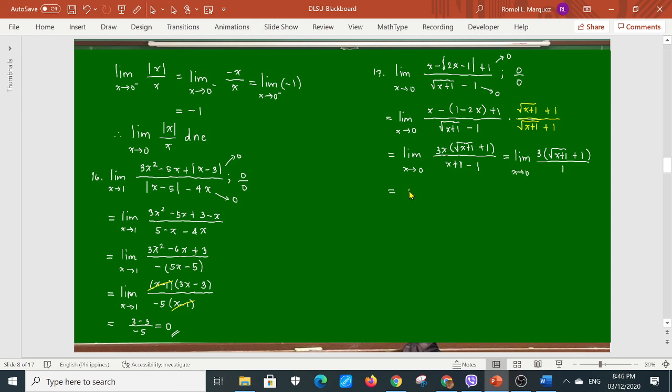We can now evaluate the limit. 3 times the limit of this, 0 plus 1, 1, plus the limit of this is 1. And that is equal to 3 times 2 equals what? 6, no? Yan.